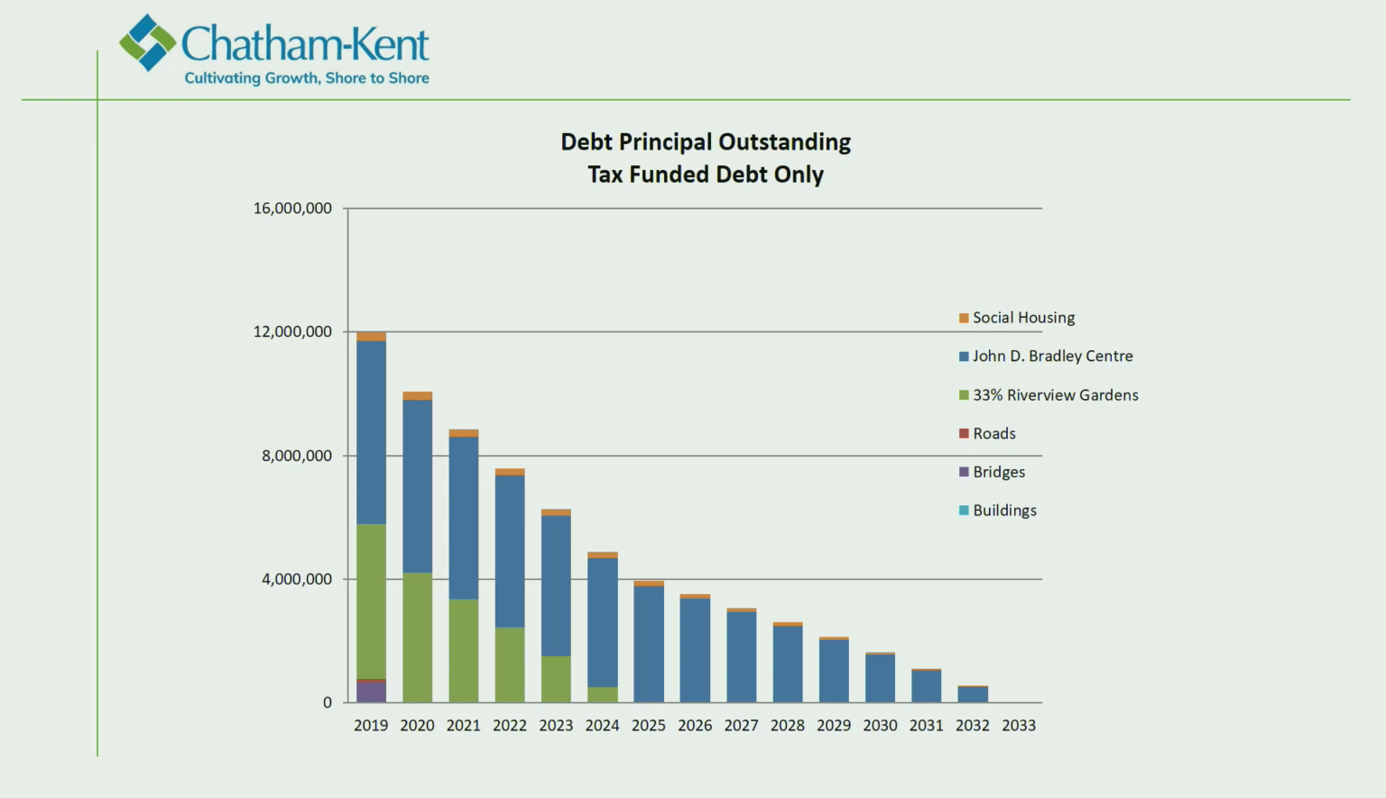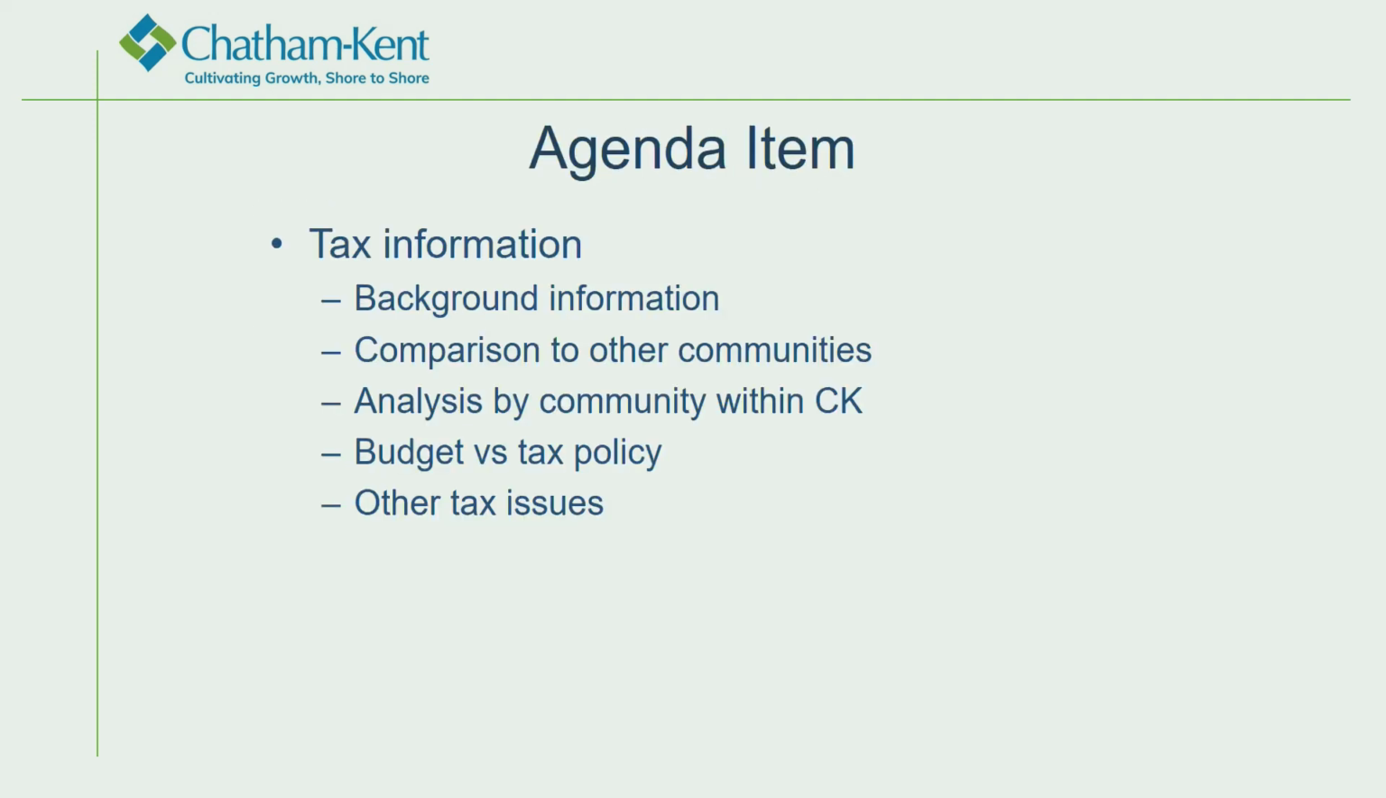Since 2010, Chatham-Kent has made significant progress in lowering its debt. At the end of 2019, there was approximately $12 million of tax-funded debt outstanding, made up of social housing, the Convention Centre, Riverview Gardens, to name a few. If no new debt is issued, tax-funded debt will keep falling, and by 2032, there will be no tax-funded debt outstanding. So over the next several slides, we'll review some tax information, including a comparison to other communities, and describe what the difference is between tax policy and budget.